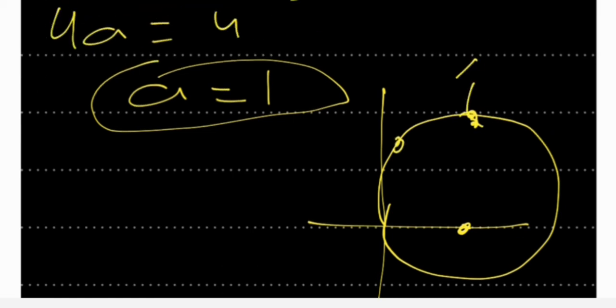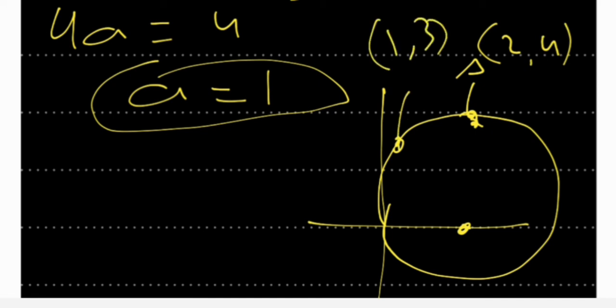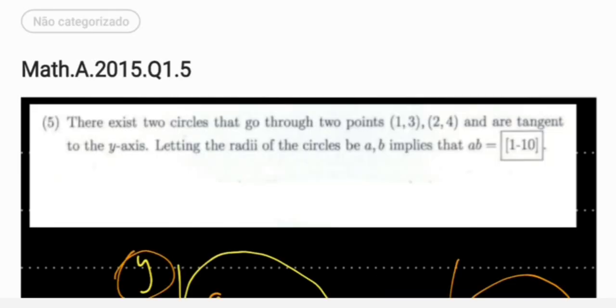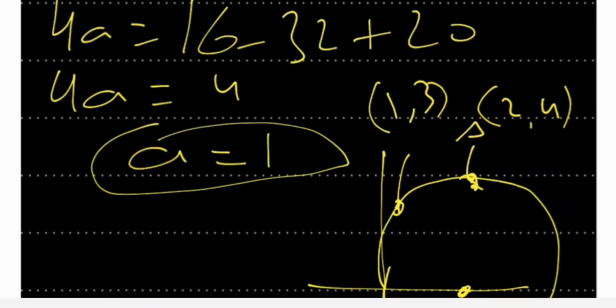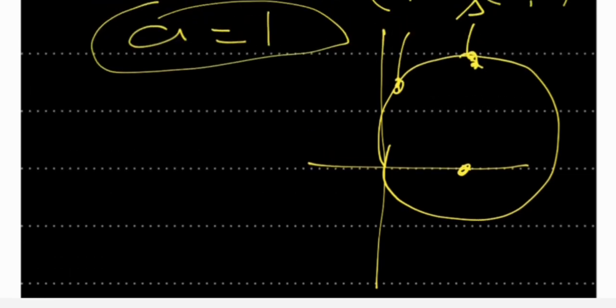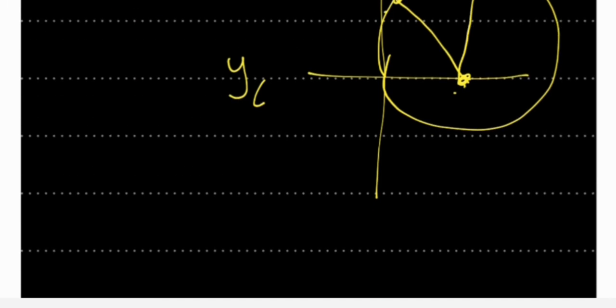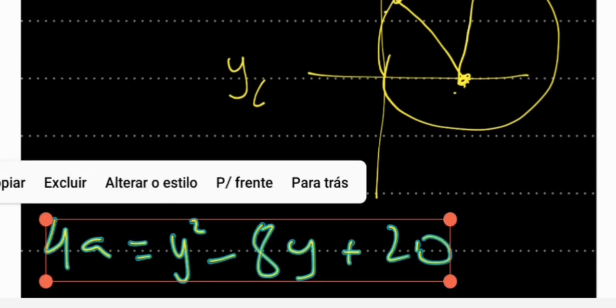Which points? This point is 2 and 4, and this point is 1 and 3, right? The points that he gave us in the question over here, 1 and 3 and 2 and 4. So both of them pass through these, and y of the center is equal to 0. If you do this distance over here, you will get the same formula, because it needs to be the same formula.